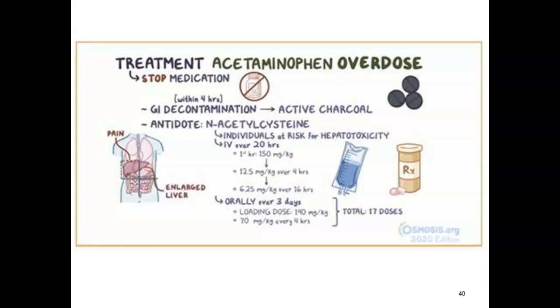So what happens if somebody has an overdose of Tylenol? So of course you want to stop it. Activated charcoal if it's within the first 4 hours. And then the antidote is called acetylcysteine. So it can be given IV for really severe cases, often given orally as well. And it's not just a single dose, it's like a combination of dates and times.